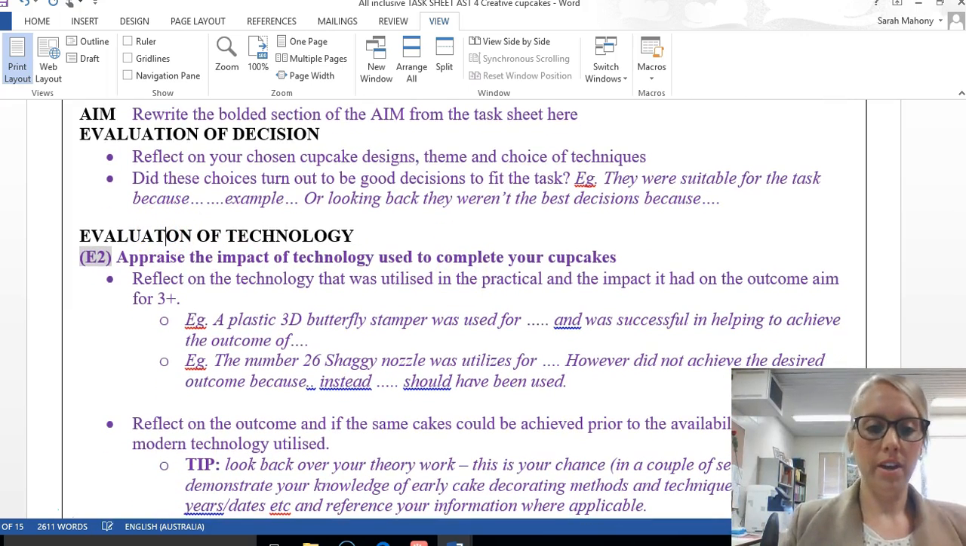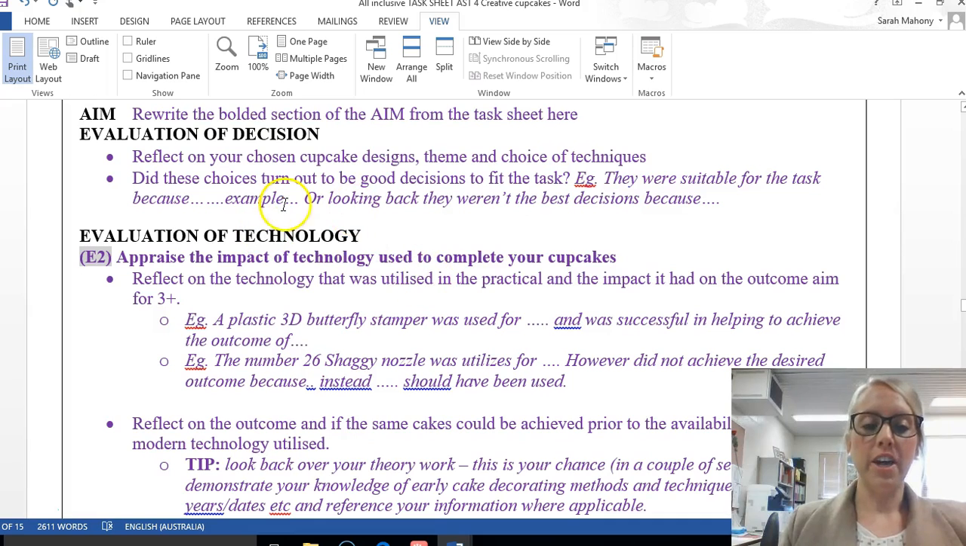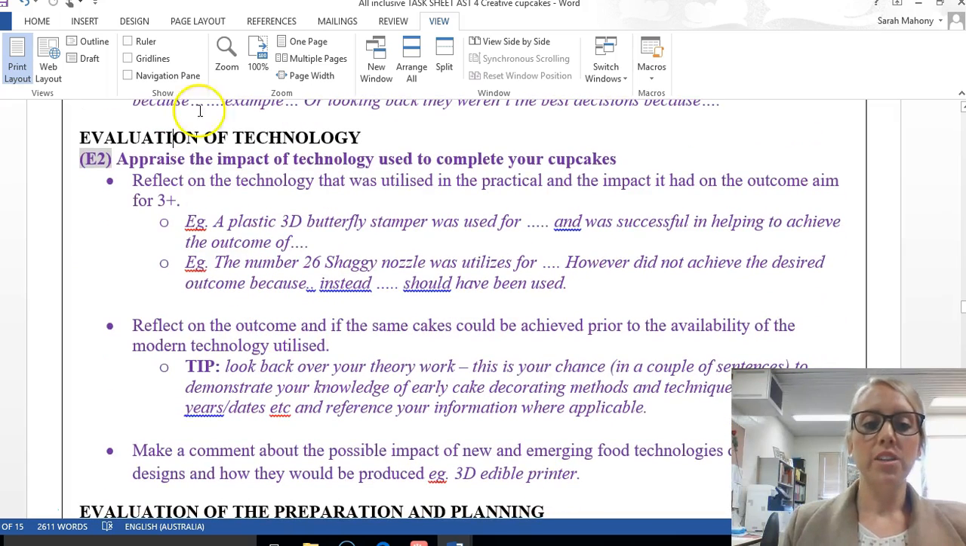Evaluation, oh, there's a typo there, there we go, of technology. Now, usually this heading is the processes and outcomes. All right, so this evaluation is a little different. It doesn't have that section. Instead, we focus on the evaluation of technology because that's the focus for this task. So instead, it's asking you to appraise the impact of technology used to complete your cupcakes.